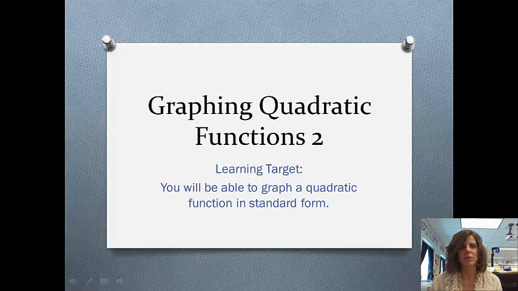Right, in this video we still will be graphing quadratic functions. This time the functions will be in standard form. So at the end of this lesson you'll be able to graph a quadratic function that is in standard form.